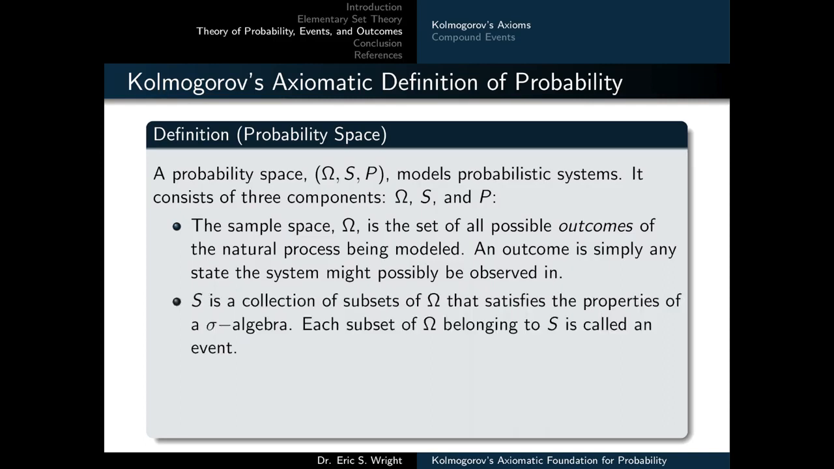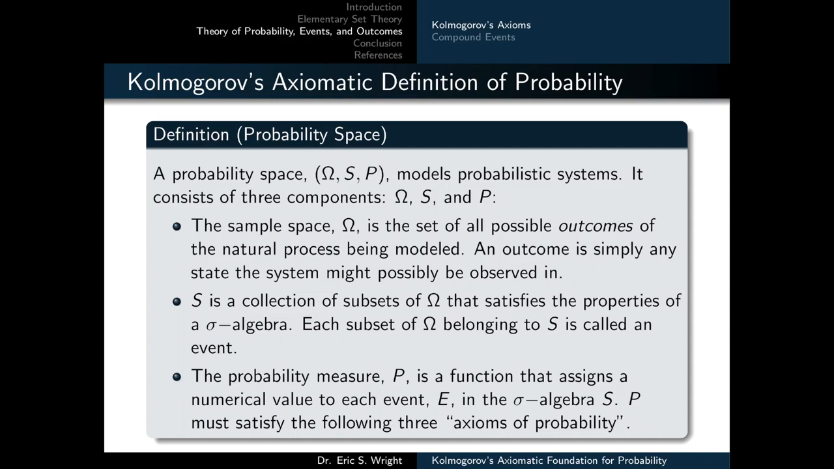S is a collection of subsets of omega that satisfies the properties of something that we're going to call a sigma algebra, and we're going to have to define what that is in a minute. Each subset of omega belonging to S is called an event. So subsets, categories, events, we're using those terms interchangeably. S is the collection that stores those events.